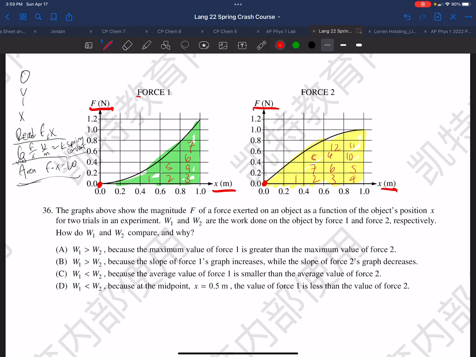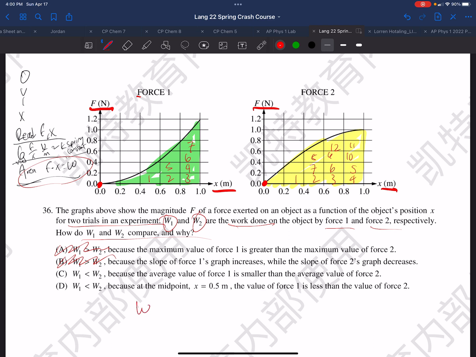So the question tells us it's two trials of an experiment. Work 1 and work 2 are the work, so we know this is an area problem, completed by force 1 and force 2. How do the works compare? Well, what we know is work 2 is larger. So work 1 is not greater than work 2, so those two choices are out. And we know that work 1 is less than work 2, so choice C is in there.